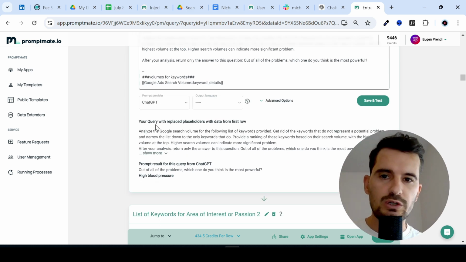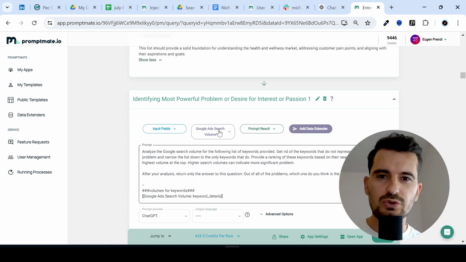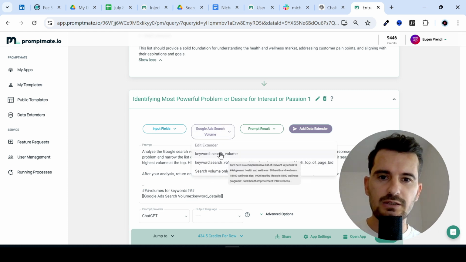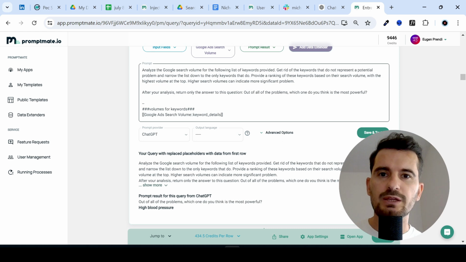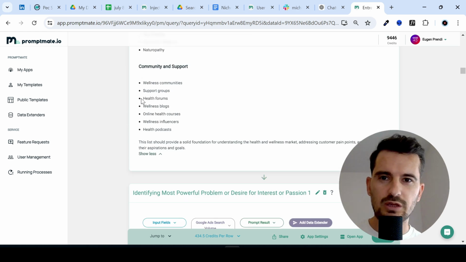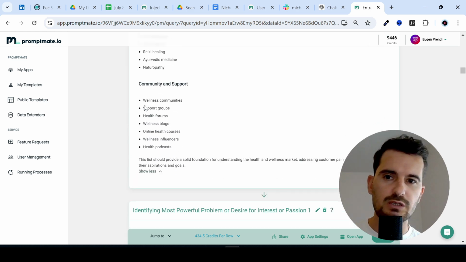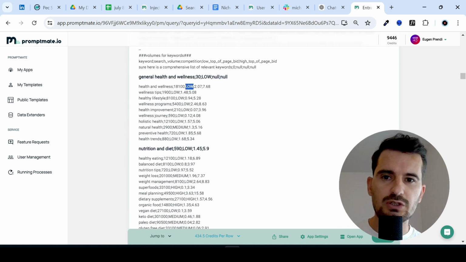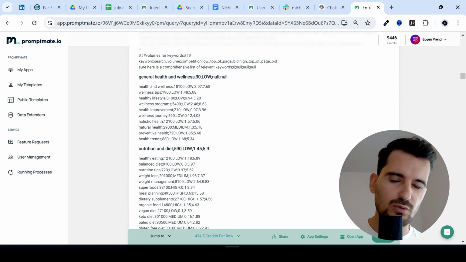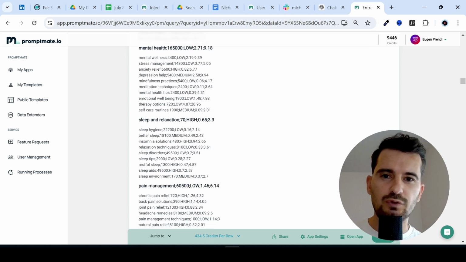So first of all, I want to show you the query because I want to show you what our data extender is able to do, right? The Google Ads search volume data extender has been added here. It took the keywords that ChatGPT generated for us in the earlier prompt, but it found the level of competition, like you can see low, medium, etc., but even the volume, which is what we are really interested in, it found for any of them.